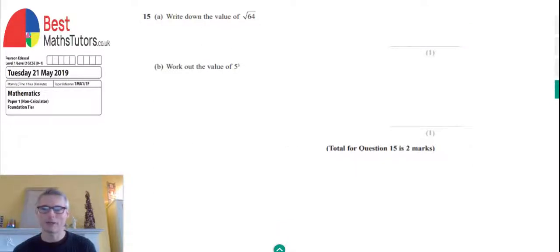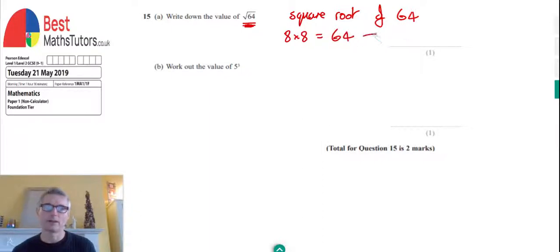Question 15 is a question about roots and powers. First of all, we've got to find the square root of 64. The square root means what number can I times by itself that would give us 64. If we times 8 by 8, we get 64. So the square root of 64 is equal to 8. That's our answer there, 8.